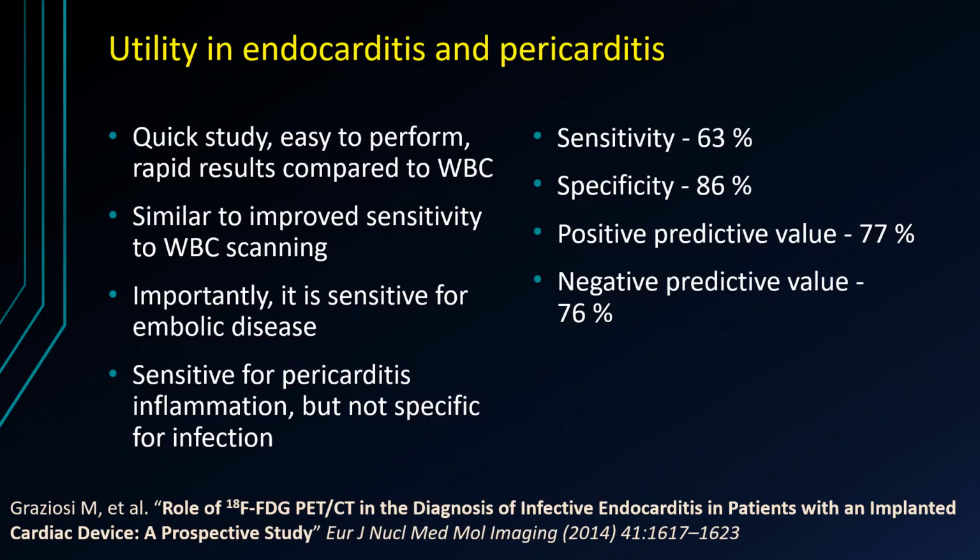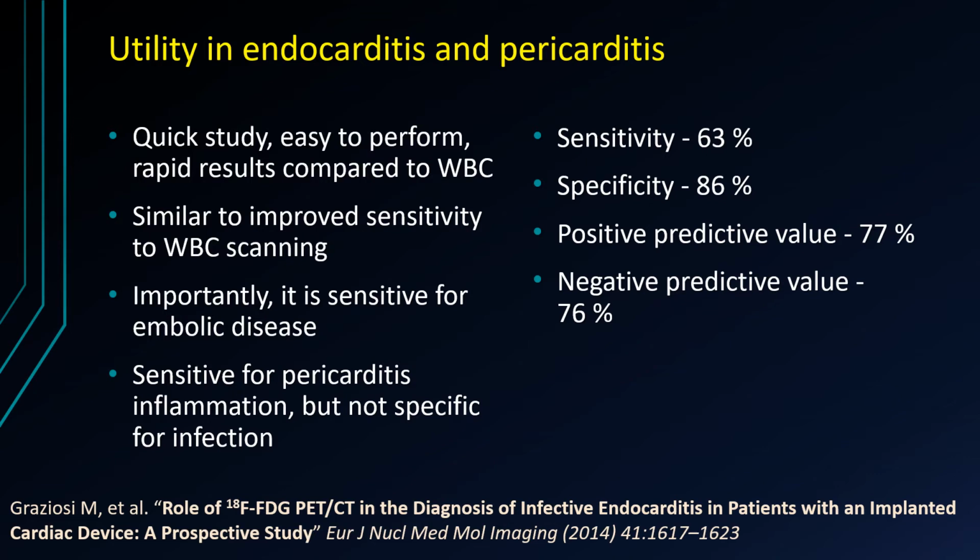Nevertheless, not only myocarditis, but endocarditis and pericarditis is another area where PET can make a big difference. Again, in those cases, it's a quick and easy study to perform. Compared to white blood cell imaging, you improve your sensitivity significantly. But because it is a whole body scan, you can find other areas of embolic disease. So when the diagnosis is a little unclear, if you find signs of an embolic disease, that will further improve your positive predictive value. As for pericarditis, it is quite sensitive for pericarditis inflammation, but unfortunately not specific for infection.